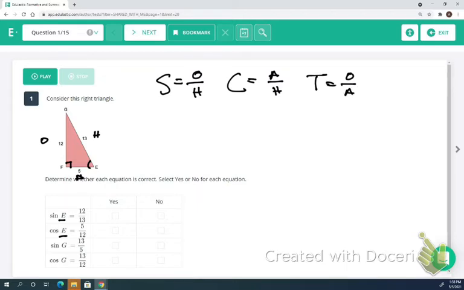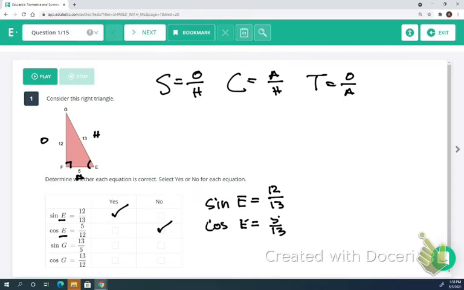So here we're looking for sine. Sine of E is going to be opposite, which is 12, over hypotenuse, which is 13. So if you guys see, that one is correct. Okay, then we have cosine. So cosine of E is then going to be adjacent, so we have 5 over 13. Okay, and if you see, this one's over 12. So that one's a no.